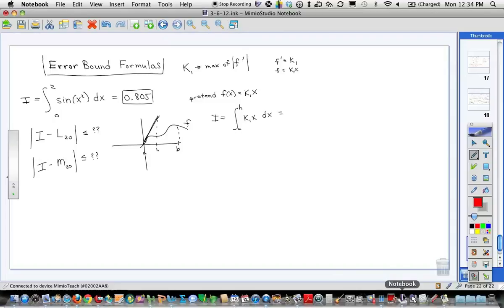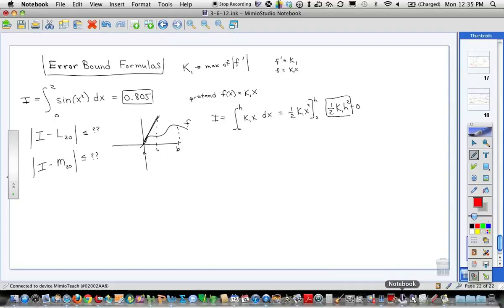Okay, so what would that be? What would be the antiderivative of K1x? K1 is just a number, just a constant. So it'd be 1/2 K1x squared from 0 to h, right? That would be the amount of area under this pretend f function. Okay, and we know that's the steepest it could go up, right? So that's the most area there could be under there. All right, so we plug in our h, we get 1/2 K1 h squared, and then minus, then you plug in a 0, of course you get 0. So there's the area under our pretend function. That'd be the most area we could possibly have.